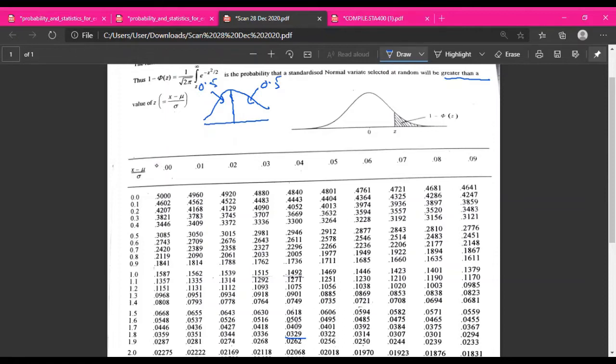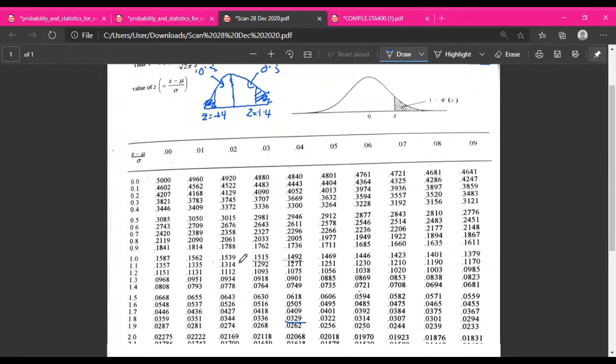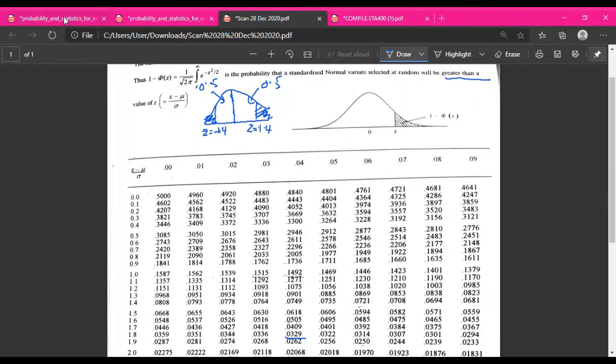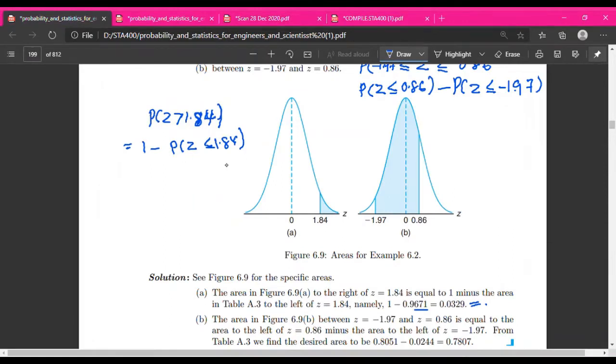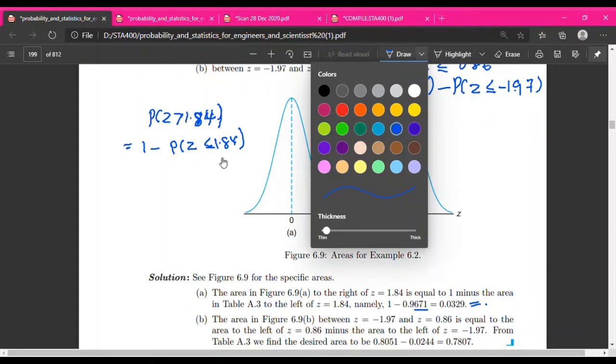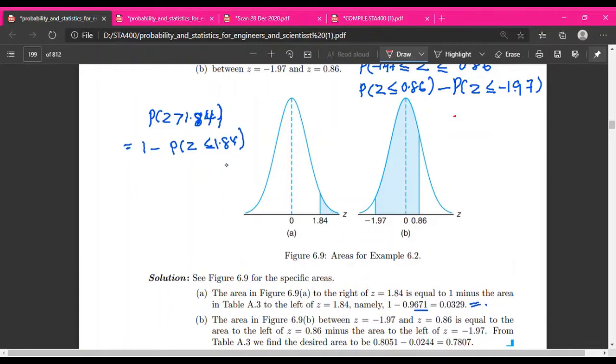Means that kalau you nak cari kat sini, Z ni positif, contohnya 1.4. Value dia yang positif sama dengan yang less than negative 1.4. Value-nya yang sama, more than dengan less than. So, kita boleh gunakan satu table sahaja. Alright. So, soalan yang ni, kalau nak gunakan table ni, kita nak yang tengah-tengah ni.